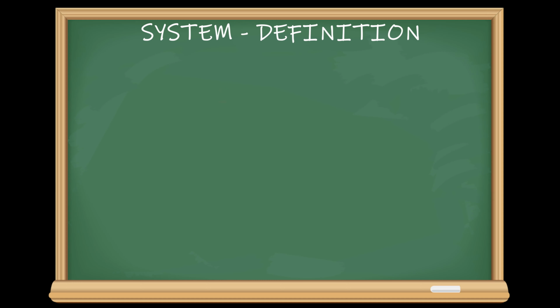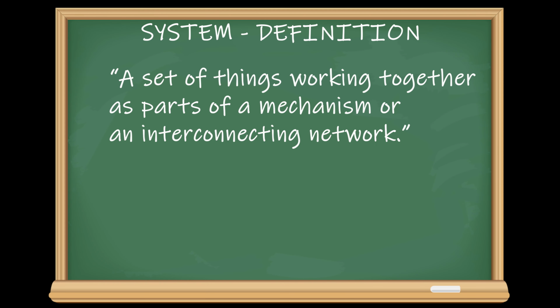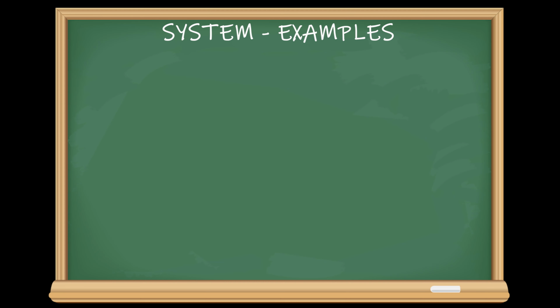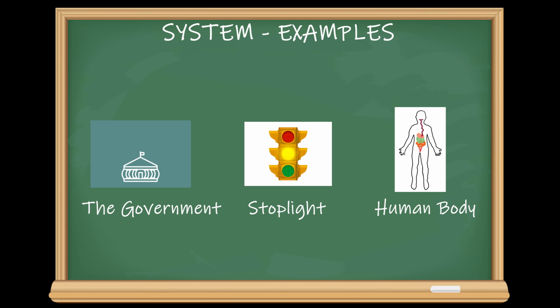To put things into perspective, I will start with the definition of what a system is. Systems are a set of elements or parts that interact together in a network or structure. This can be found not only in games, but also in real life. Examples of these can be the government, a street light, or even the human body.